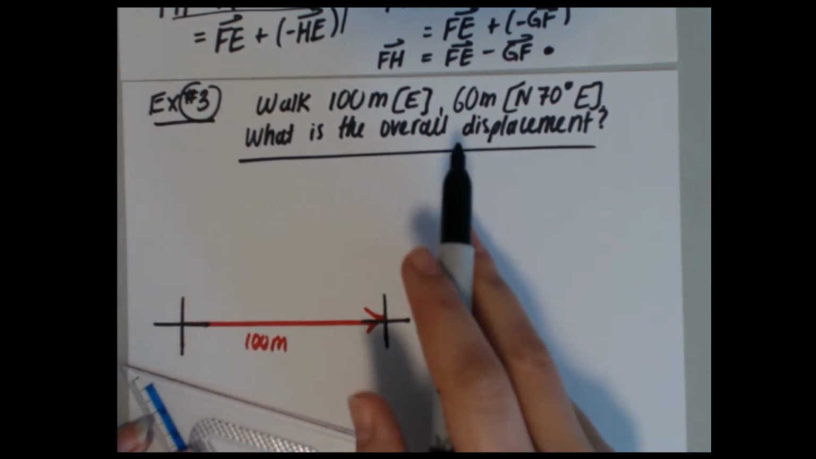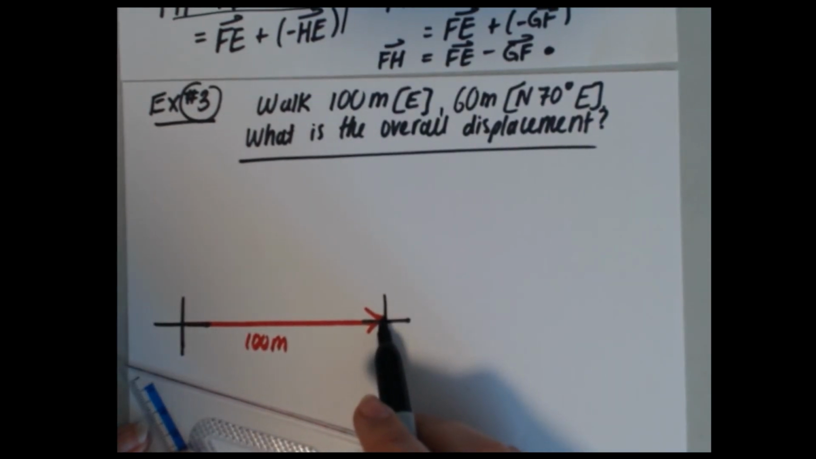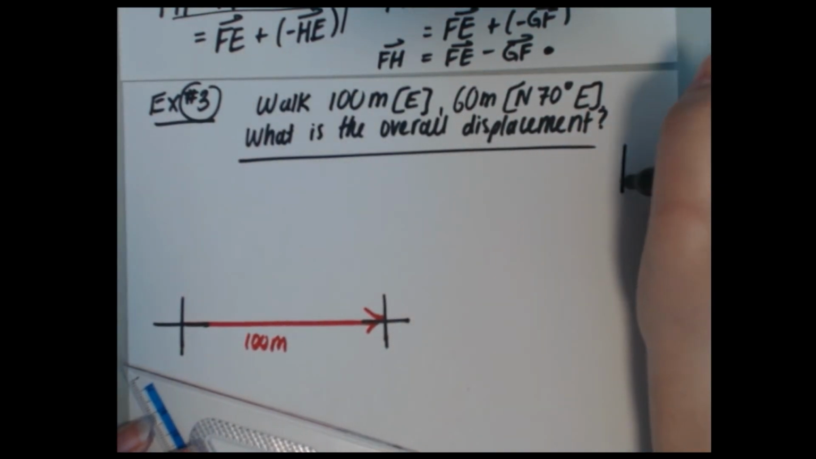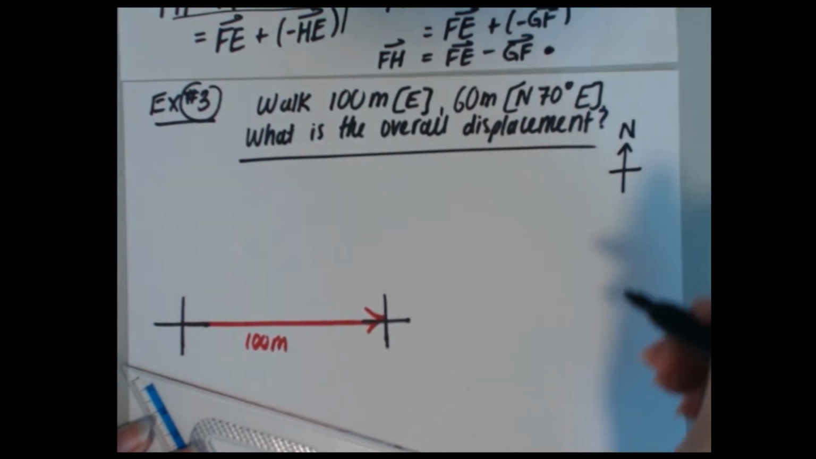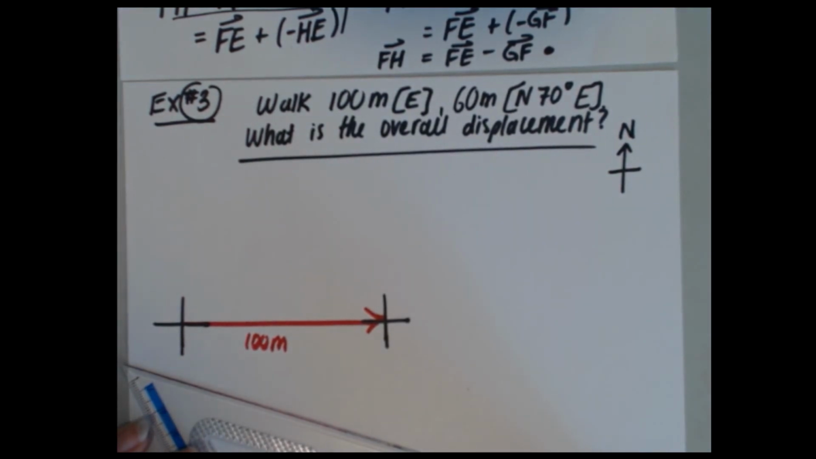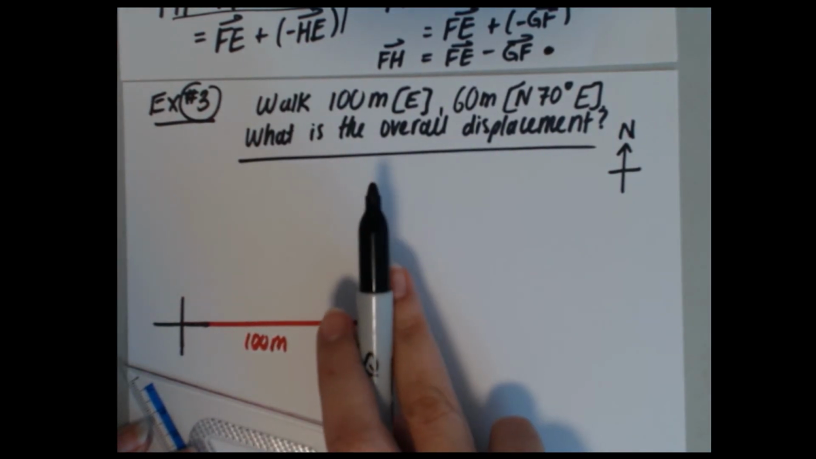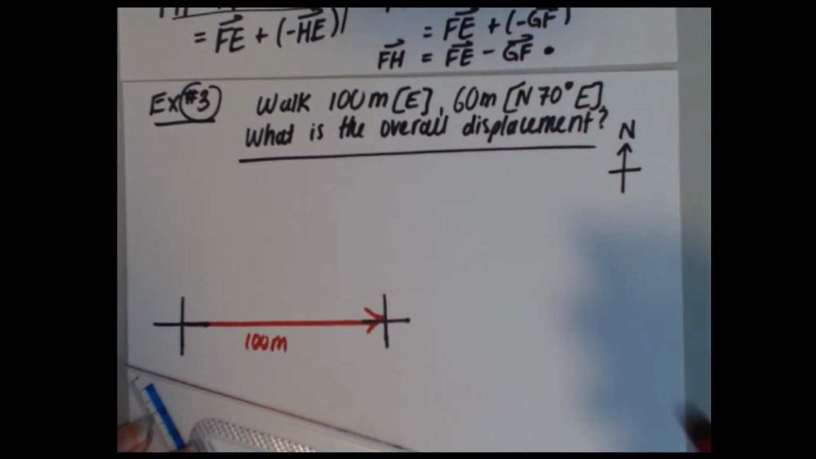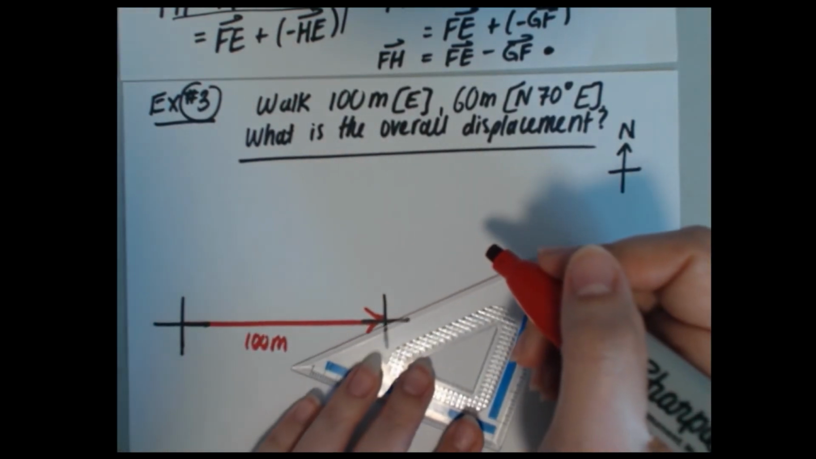The second vector I add to the tip of the first, so the tail of the second goes to the tip of the first. It's 60 meters, north 70 degrees east. So north is like this. Always draw a compass. You at least have to identify the north direction. So north 70 degrees east, 70 is more than the 45 point, so 70 degrees will be something like this.